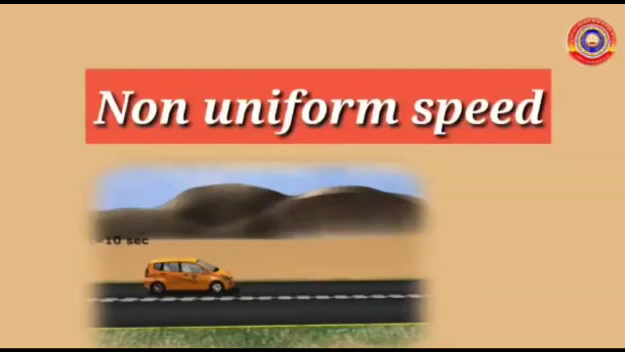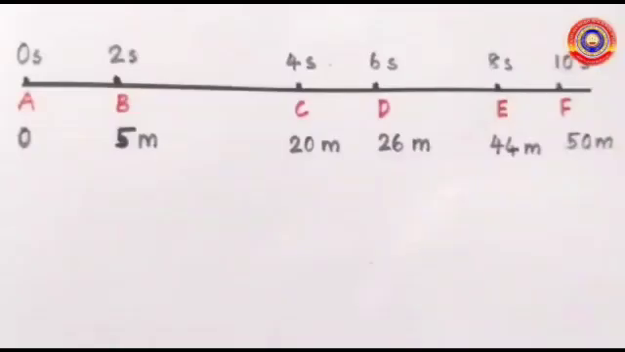Next, we are going to see the non-uniform speed. Look at this figure. This figure shows the distance travelled by a car during different time intervals. The car takes 2 seconds to cover 5 meters to reach B. And in the next 2 seconds, the car covers 50 meters to reach C. When you closely analyze the figure, you can understand that the car covers an unequal distance in every 2 seconds.